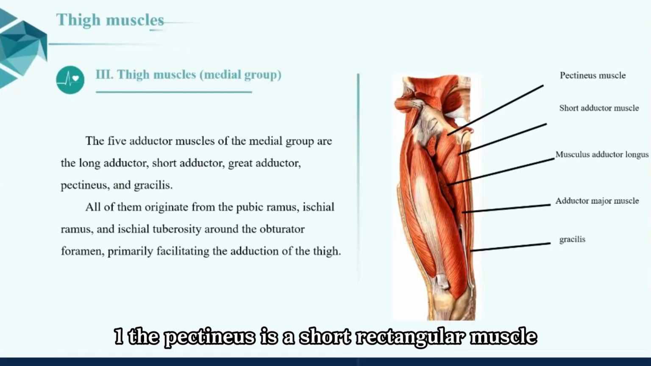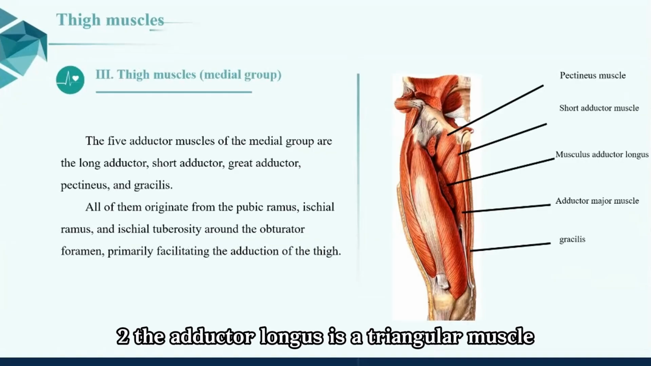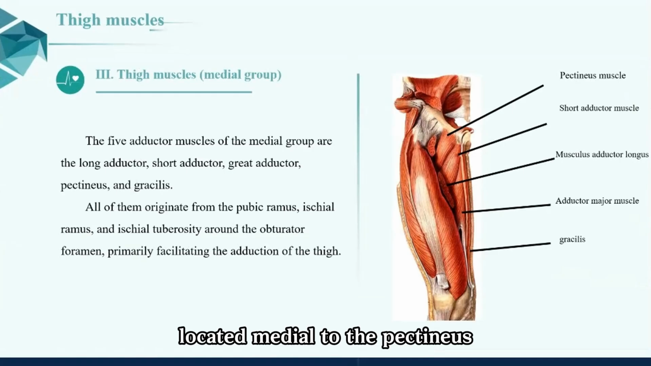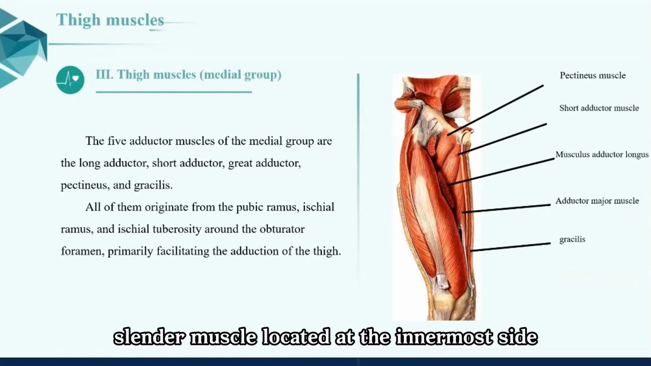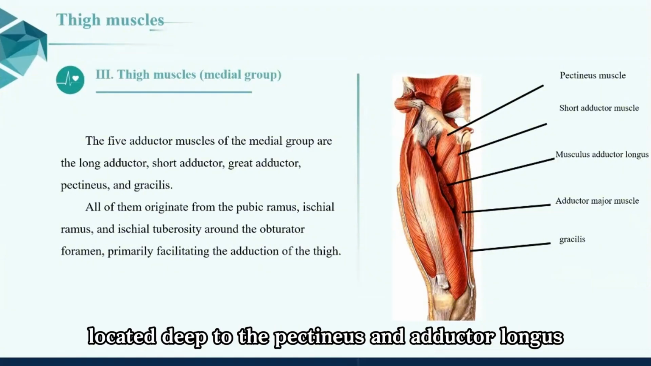1. The pectineus is a short, rectangular muscle, located medial to the iliopsoas muscle. 2. The adductor longus is a triangular muscle, located medial to the pectineus. 3. The gracilis is a long, slender muscle, located at the innermost side. 4. The adductor brevis, short adductor muscle, is a flat muscle similar in shape to a triangle, located deep to the pectineus and adductor longus.